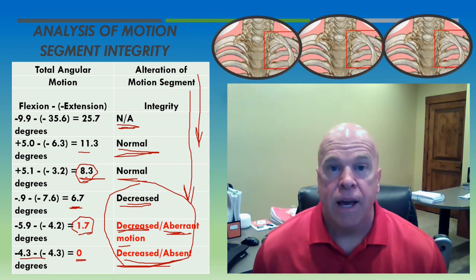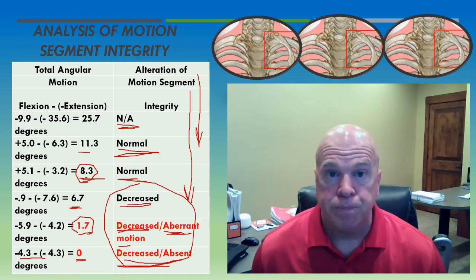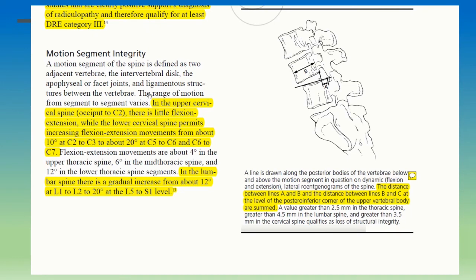So let's take a quick look at the DRE category 4. According to the AMA guides here on page 378, in the upper cervical spine, which is occiput to C2, so that includes the segment of C1, C2, there is little flexion extension, while the lower cervical spine permits increasing flexion extension movements from about 10 degrees at C2, C3 to 20 degrees at C5, C6, and C6, C7. So it wouldn't be unusual to see a 3-degree increase at each spinal segment as we progress down the cervical spine. Well, in our case, when we get to C5, C6, we're seeing anti-directional or 0 degrees of motion. And at C6, C7, we're seeing absolute 0 degrees of intersegmental motion.